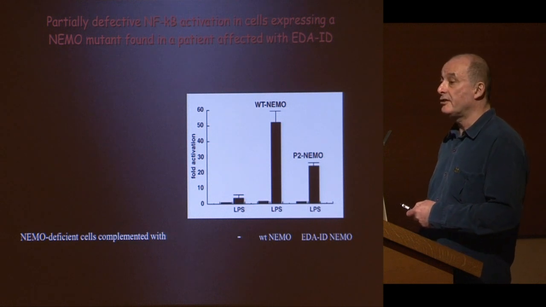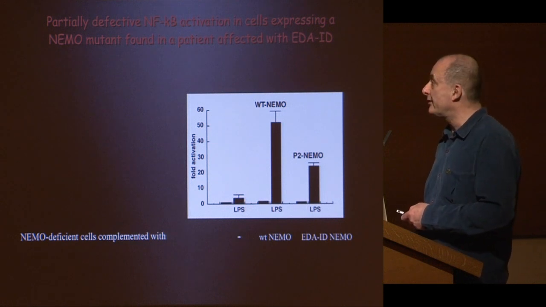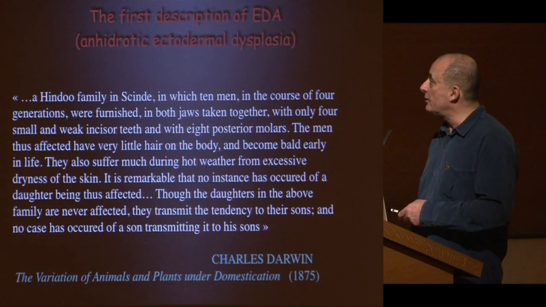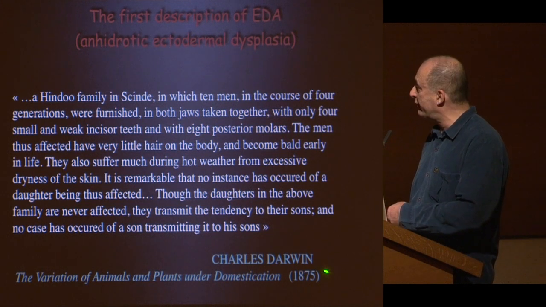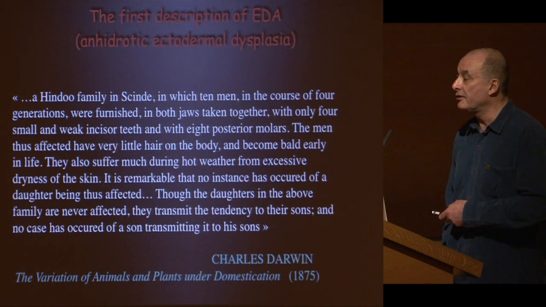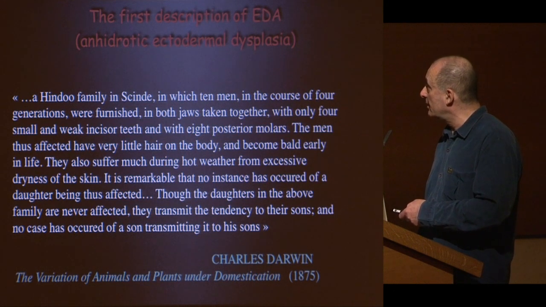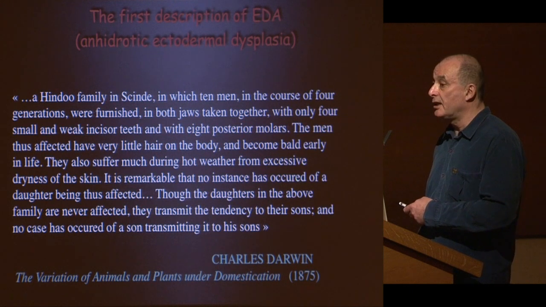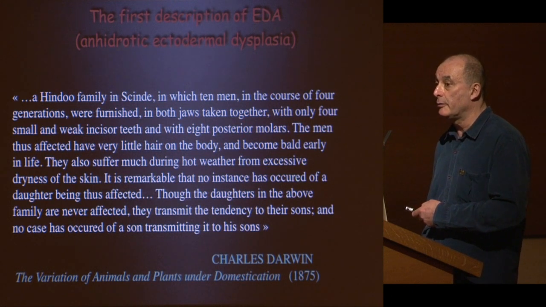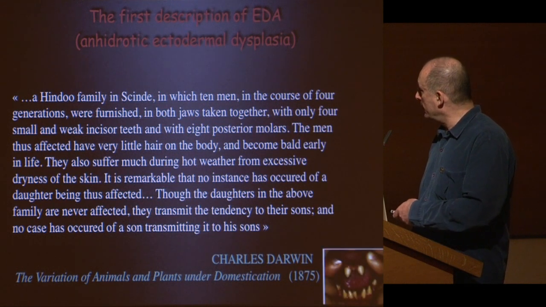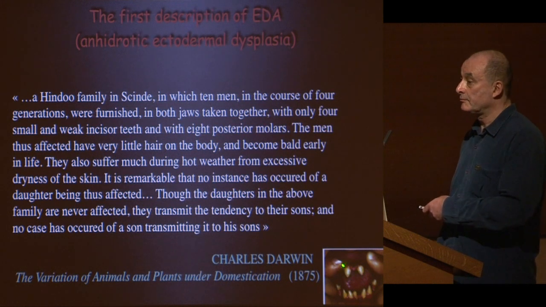So immunodeficiencies is something which is easy to understand in connection with NF-kappaB, but what about anhidrotic ectodermal dysplasia? Well, actually, that pathology was known for quite a long time. It was first described by Charles Darwin more than a century ago, and it was a study of a family demonstrating the disease only in men. They had very little hair. They had almost no sweat glands, which means they could not stay in the sun because they were unable to sweat. And they also showed missing or conical teeth.